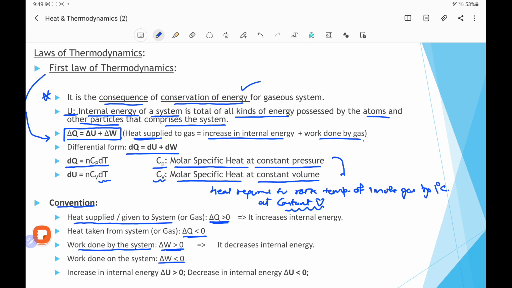An increase in internal energy means delta U is greater than 0, and it is the case when temperature increases. If temperature decreases, then we will say that there is a decrease in internal energy, that is delta U is less than 0.